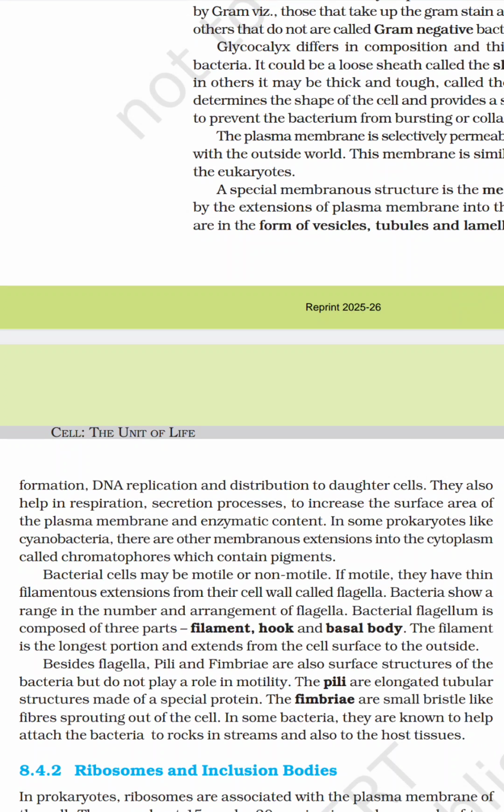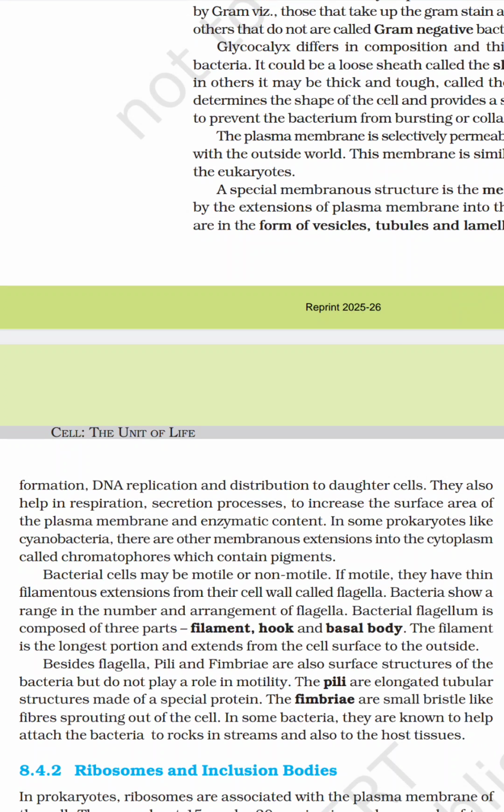In prokaryotic cells such as cyanobacteria, there are other membranous extensions into the cytoplasm. They contain chromatophores. Cyanobacteria are also known as blue-green algae due to the presence of chromatophores, which contain pigments blue in color.